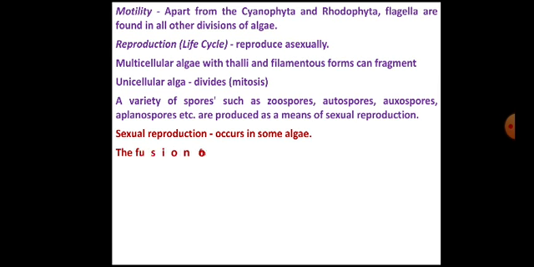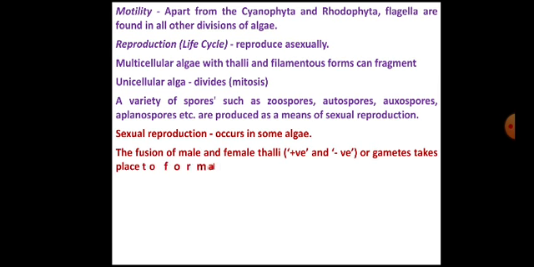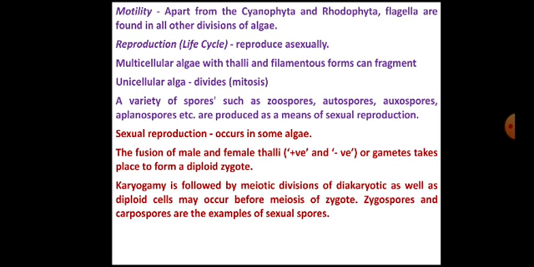Sexual reproduction occurs in few algae, that includes the fusion of male and female thalli, or the gametes, that leads to formation of a diploid zygote, and it is followed by the processes as we have learned in case of fungi: plasmogamy, karyogamy, and meiosis, that leads to the production of sexual spores, that involves zygospores and carpospores. So the above mentioned spores, which are zoospores, autospores, aplanospores, are asexual spores, and zygospores and carpospores are sexual spores.